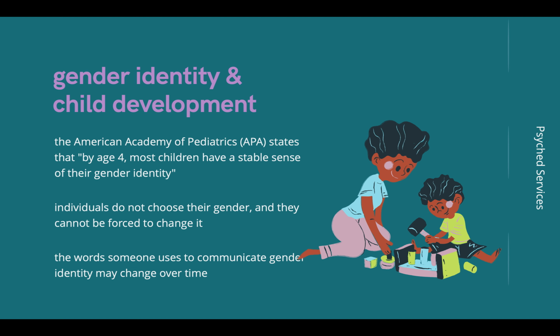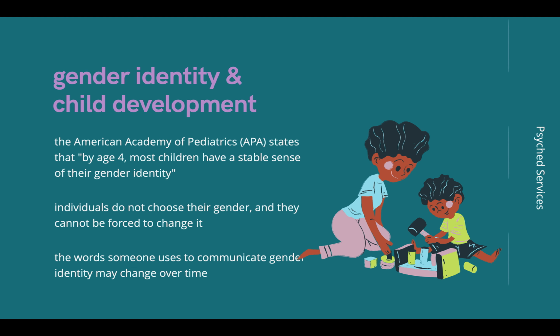The second major thing to know is that people don't choose their gender, okay? And they can't be forced to change it. This is kind of more old school thinking. Science doesn't support that. That's just simply untrue. So when a person tells you their gender, that is their gender.